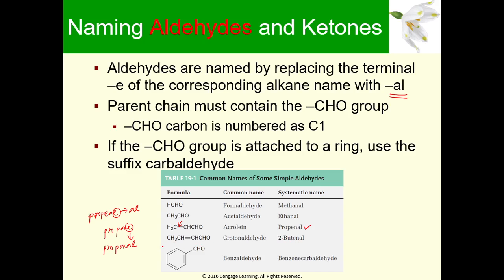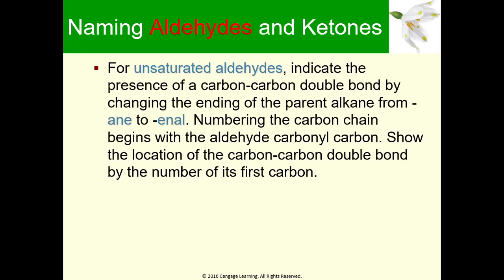For this one, this is familiar to you because we discussed aromatic compounds last time. This one is a benzene ring with a CHO group, so this is a benzene aldehyde. That's why its common name is benzaldehyde, but the systematic name of this is benzenecarbaldehyde.